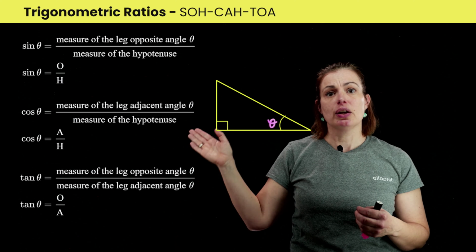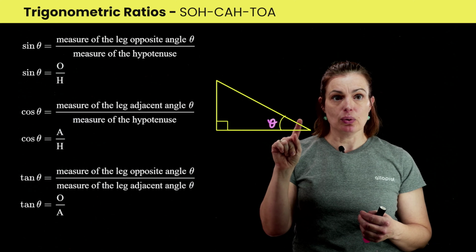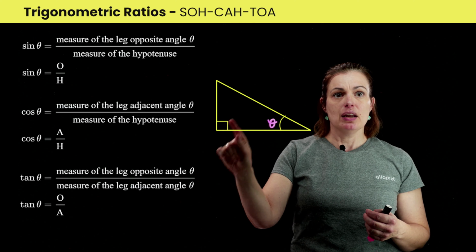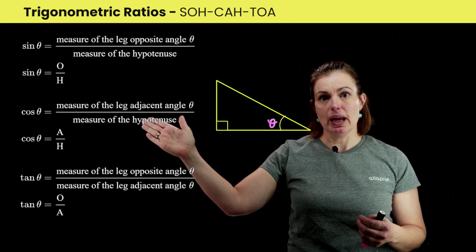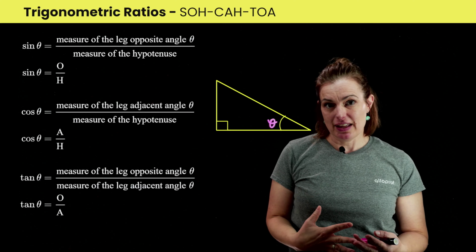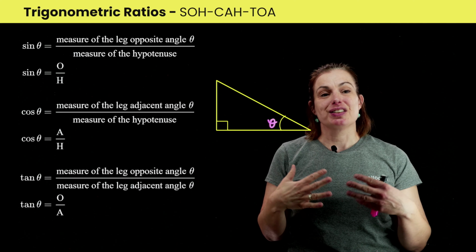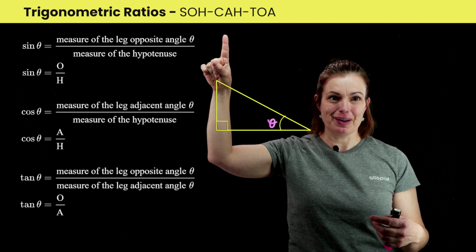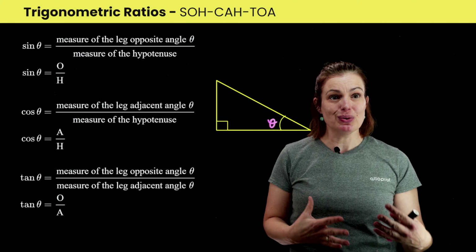We go down to the cosine. Cosine theta is the measure of the leg adjacent to the angle theta over the measure of the hypotenuse. So back to theta, this is the line or the leg adjacent to theta. And of course, that's over the hypotenuse here. Cosine theta is abbreviated to A over H, which is the CAH part of our acronym. Finally, we have tan theta, which is the measure of the opposite leg over the adjacent leg, which gives us the tan theta O over A, which is the TOA part of our acronym. So there you have it. You have our 3 trigonometric ratios in a right triangle.